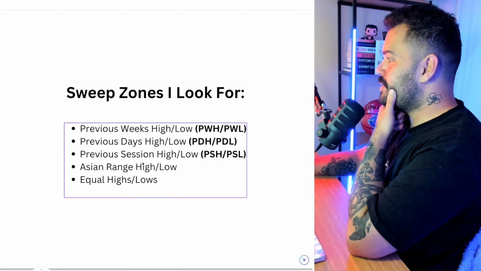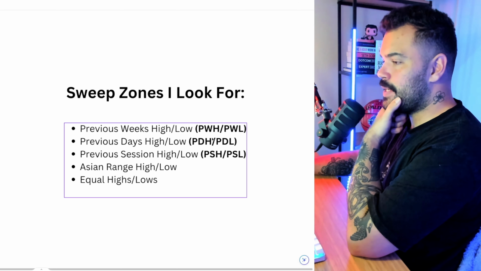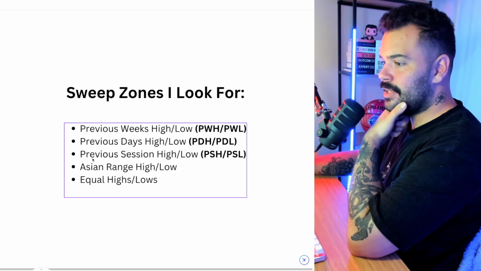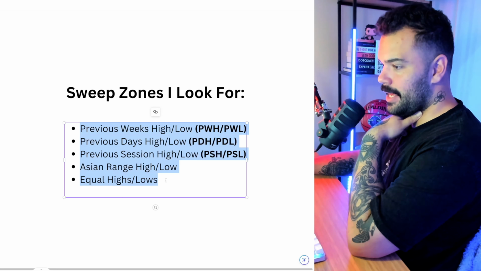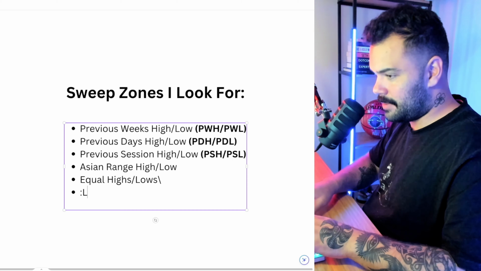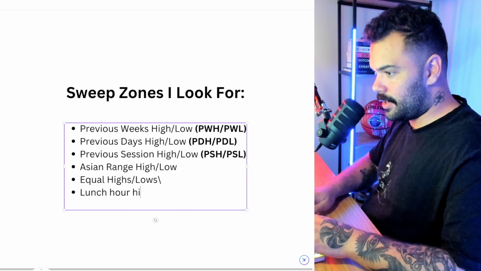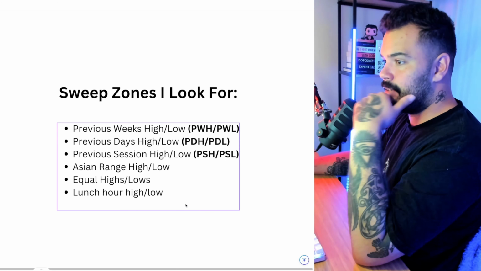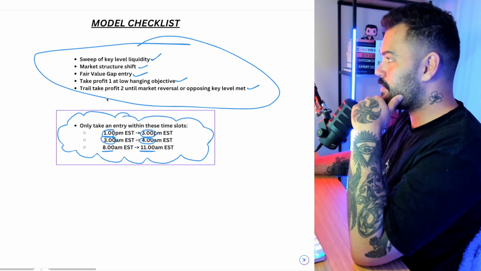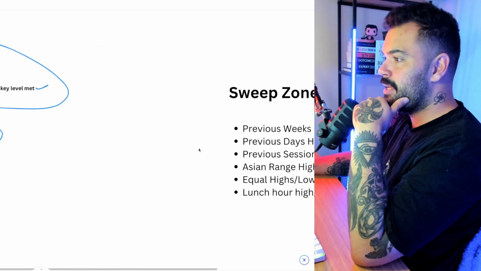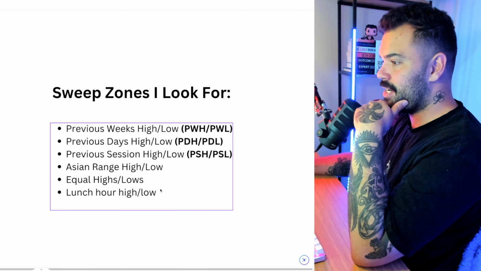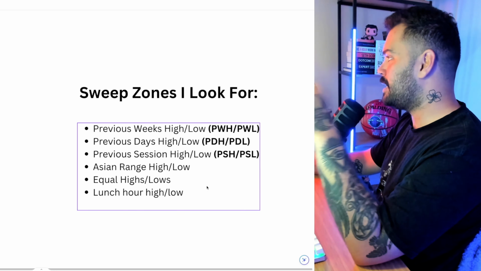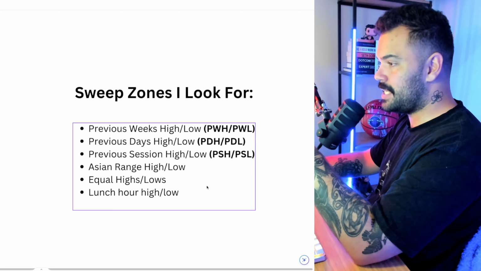And when I say sweep zones, these are the key levels I'm looking for. Previous week's high-low, previous day's high-low, previous session high-low, Asian range high low, equal high lows, and sometimes, I should add in here as well, sometimes lunch hour high low. So those are the key levels that I look for. So back here on the model checklist, when it says sweep of key level liquidity, I have these zones marked out on my chart every single day, and I look for a sweep at these levels before continuing. So again, let's look at a live example of this. Makes more sense when you see it live.